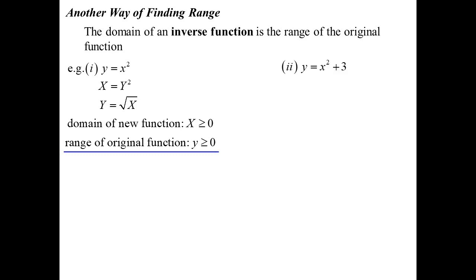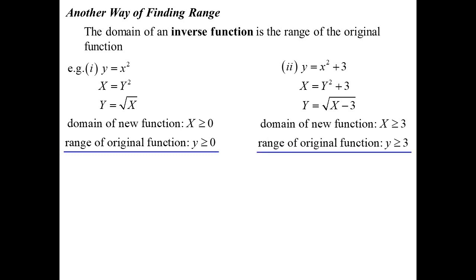x squared plus 3 then. Swap the x and the y's around again. I'll make them capitals so I don't get confused. Let's make y the subject and I get the square root of x minus 3. Hang on, that means the domain of this new function is x is greater than or equal to 3. So the range of that original function must have been y is greater than or equal to 3.